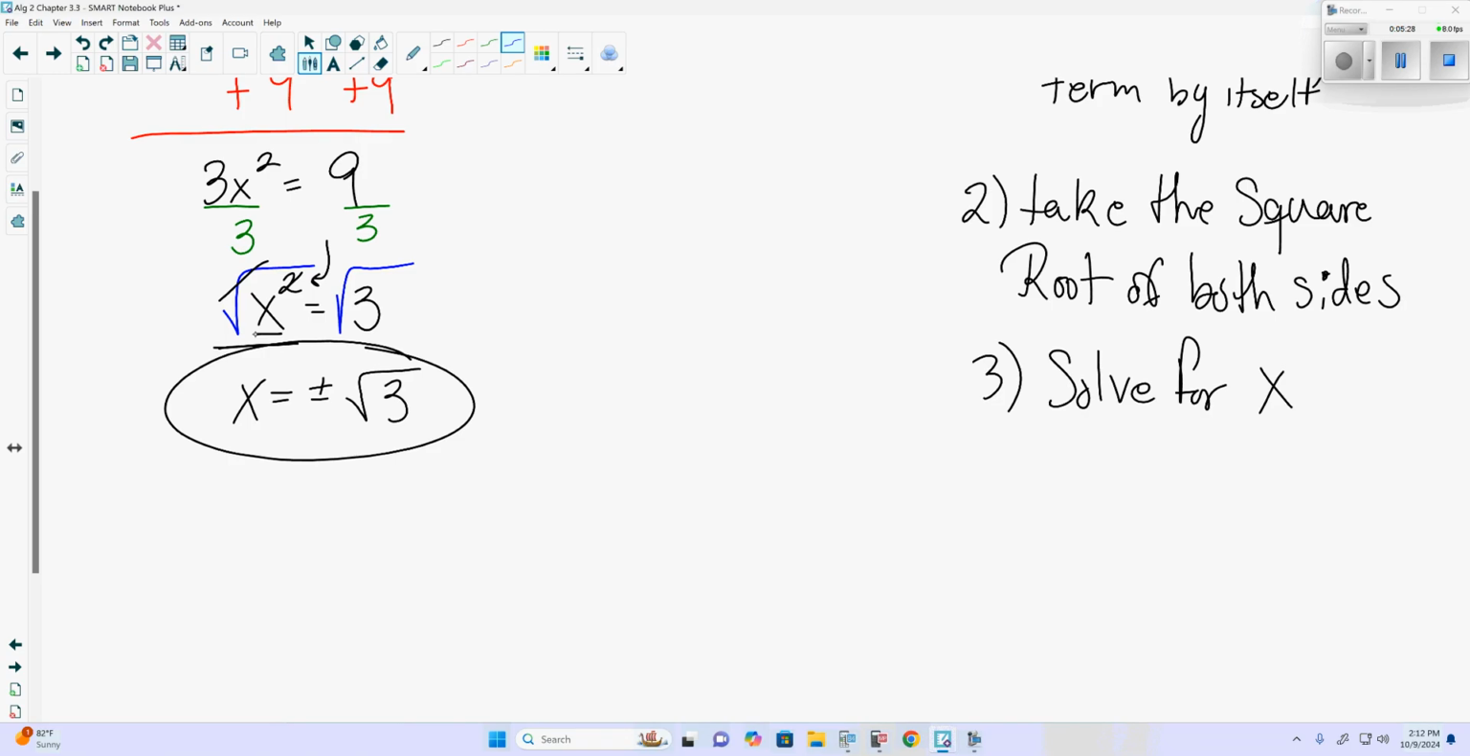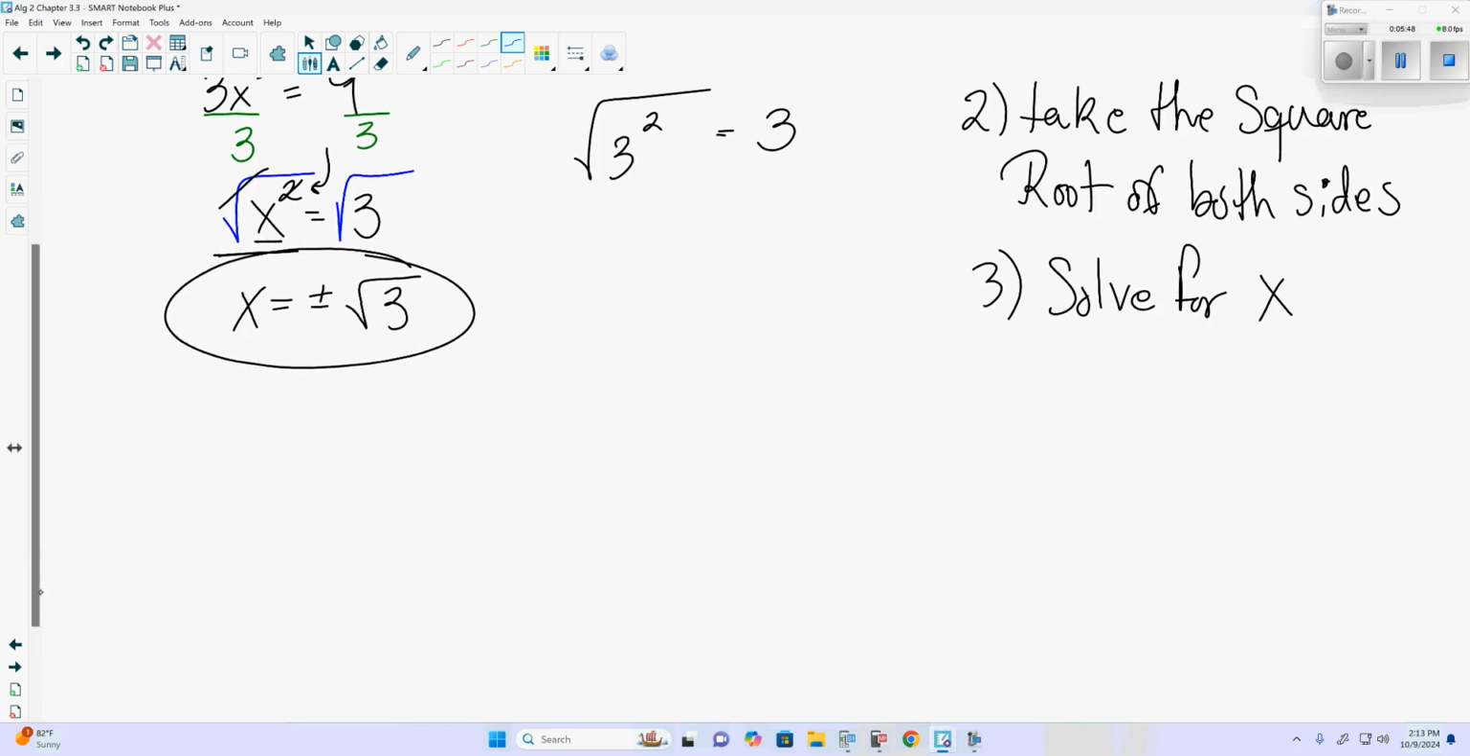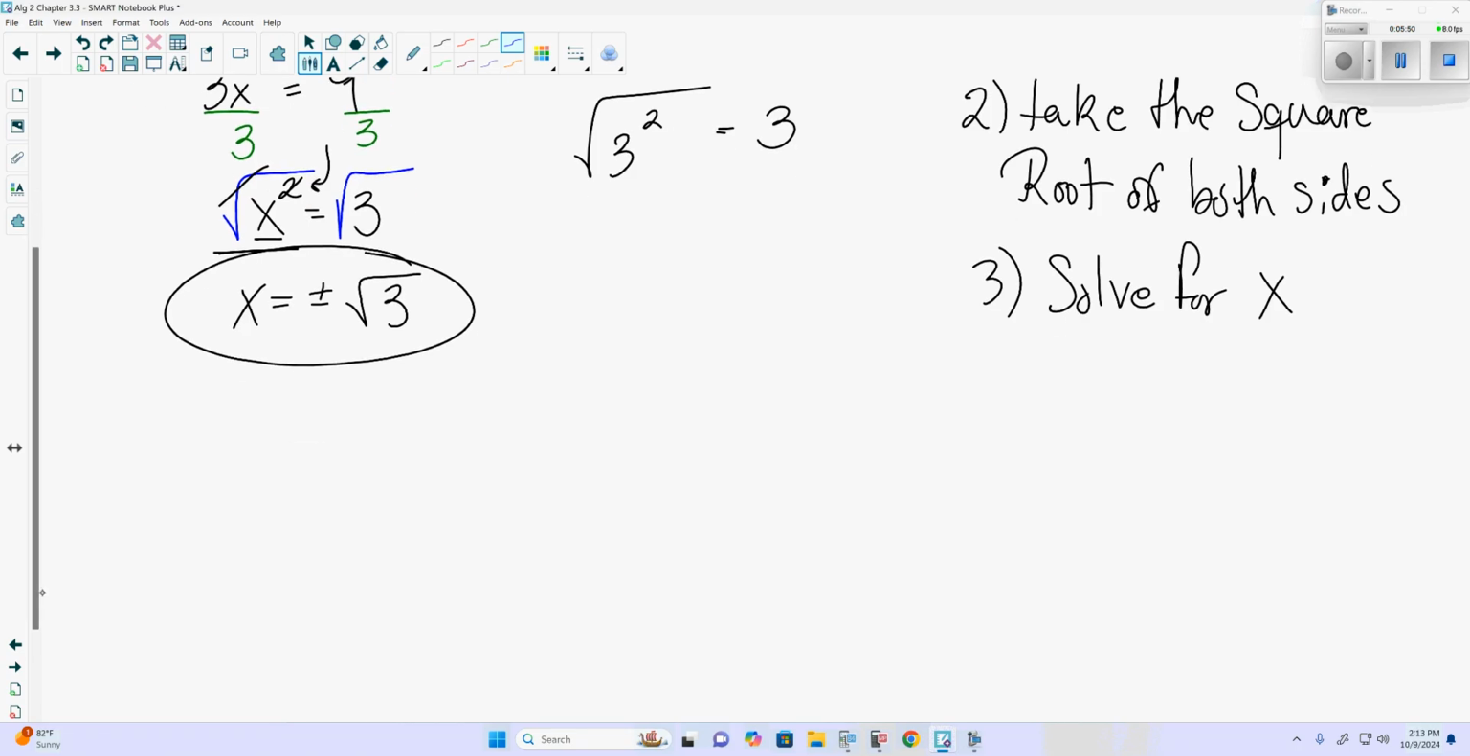They undo each other. Does that make sense? It's kind of the same thing as saying, what is the square root of 3 squared? It's just 3. It's the same thing with x squared. The square root of x squared is x. They cancel each other out. Does that make sense? Questions on this here? We ready for the next one?